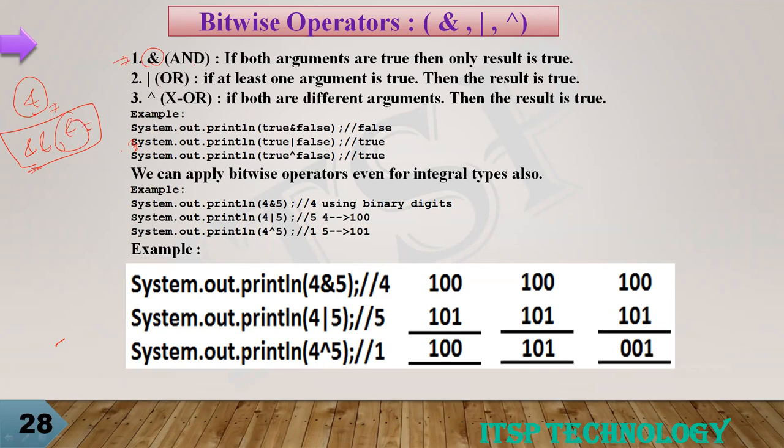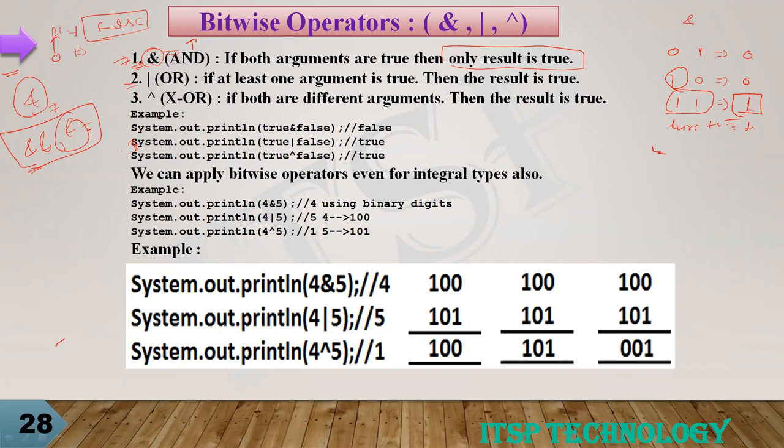This operator is a bitwise comparison. If both arguments are true, then only the result is true. If any argument is false, then it will return false. Means 0 and 1: 0 means false, 1 means true. Here you can see, in the AND case, 0 and 1 gives 0, and 1 and 0 gives 0. Then 1 and 1 gives 1, the output is true. True and true means true. If any false is there, the result will become false.